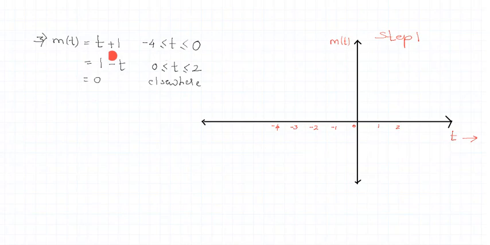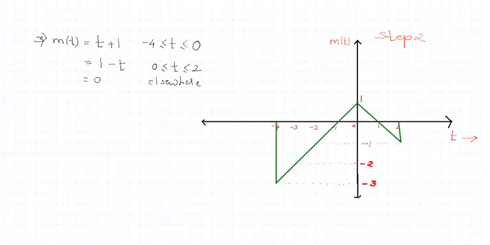What is the mathematical representation? It is t plus 1. Let me start with the first value of t. What is the first value of t? T takes a value of -4. When I put here -4, what is the resulting magnitude? -4 plus 1 becomes -3. Right? So at -4, I should get -3. Right? So look here, at -4, the magnitude is -3, right?